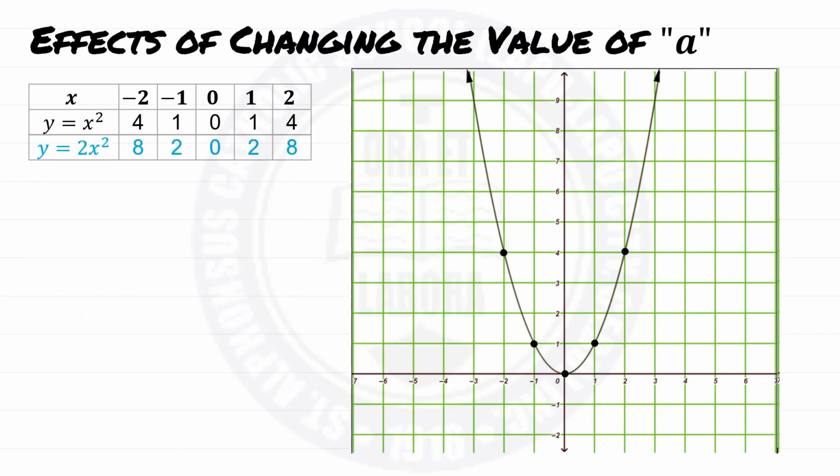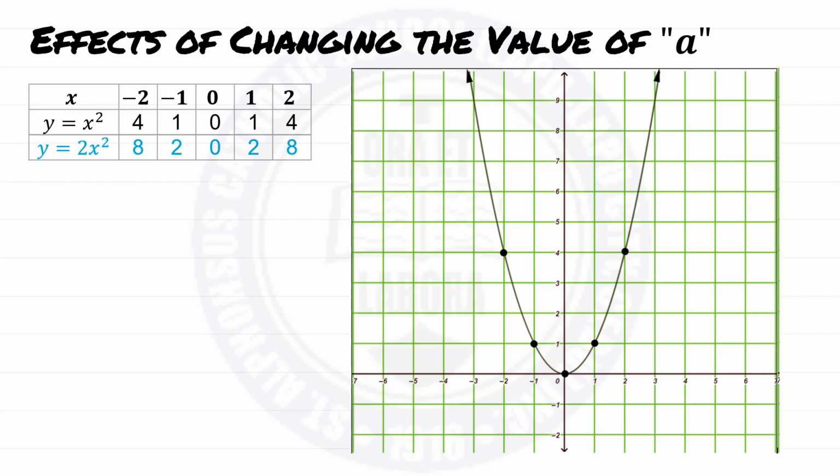Next, in our second table of values, we have here y equals 2x squared. Same values of x, and the values of y respectively will be 8, 2, 0, 2, 8. So if x is -2, y would be 8. If x is -1, y would be 2.